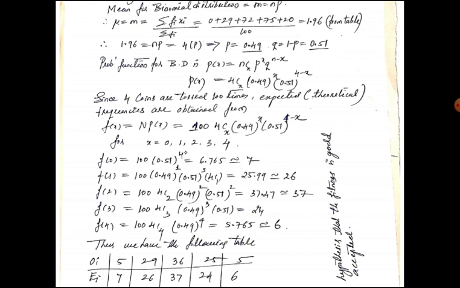Now go on finding f of 0. Put x equal to 0 in this, you get the value as 7. F of 1, put x equal to 1, n times p of x, you get f of 1 as roughly 26. These are all rounded values. F of 2 as 37, f of 3 as 24, f of 4 as 6. Once these theoretical frequencies are ready, form the table of observed frequency and Ei, that is expected frequency. Observed frequencies are from the given data and these are the theoretical frequencies just calculated. Just put 7, 26, 37, 24, etc.